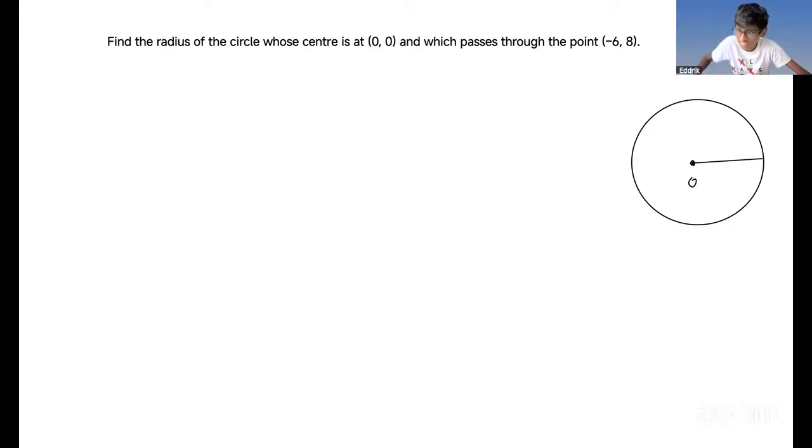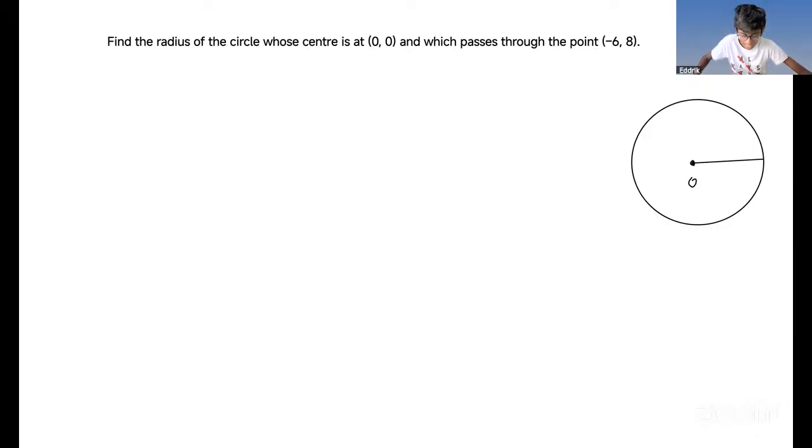Okay. Find the radius of a circle whose center is 0, 0 and passes through a point minus 6 comma 8, which is on the circumference. For example, if I draw the diagram, it's going to look like this. This is the center, which is O. This O to the point is the radius.